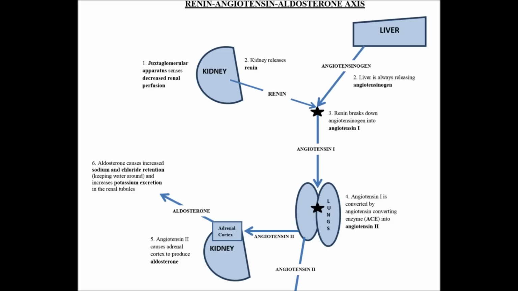So we have really the renin at the very top of the system, starting at the beginning. Then that becomes angiotensin 1, which then becomes angiotensin 2. Angiotensin 2 has its own effects, plus then it goes on to cause the adrenal cortex to release aldosterone, and the aldosterone has its effects.